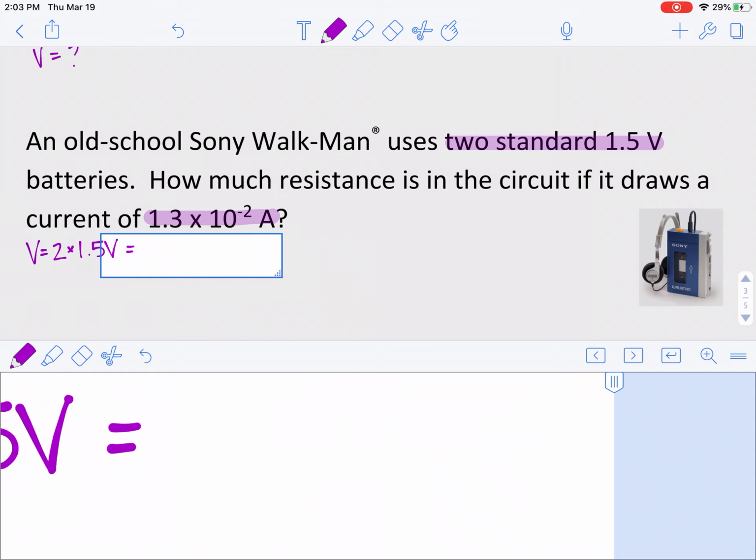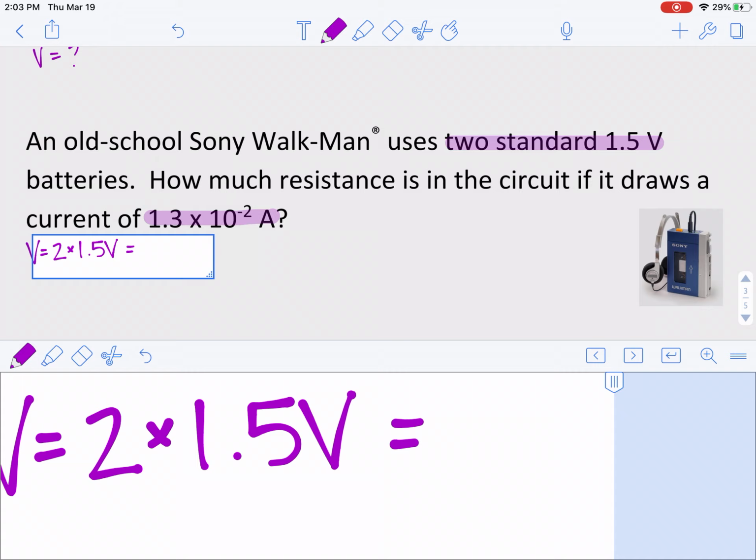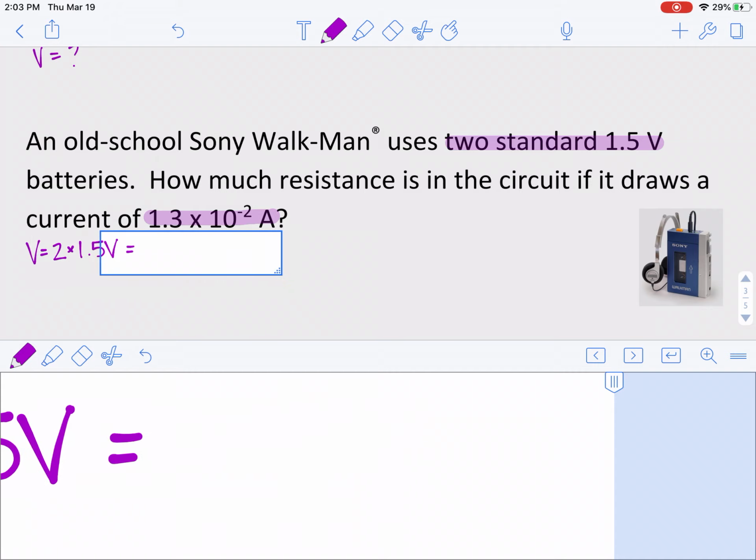Now, if I'm using 2 1.5 volt batteries, the total voltage that I'm going to be supplying to that Walkman, for those of you who don't know what a Walkman is, this is what was invented before iPods, before CD players. Now everybody uses their phone and uses Spotify, but if there's 2 1.5 volt batteries, that means the total power supply would be 1.5 times 2, which is 3 volts.